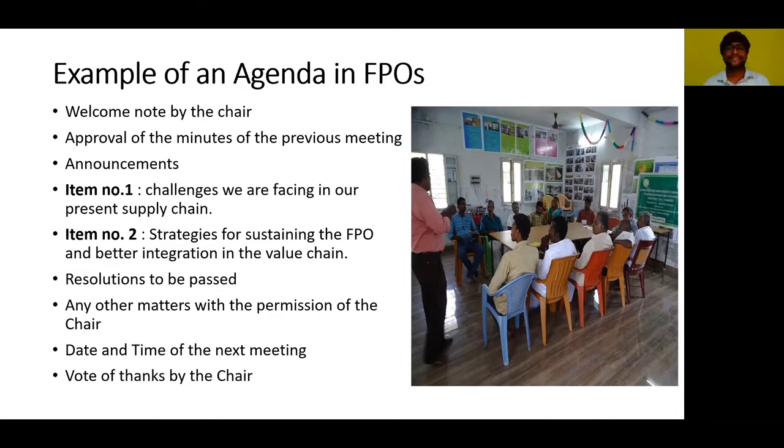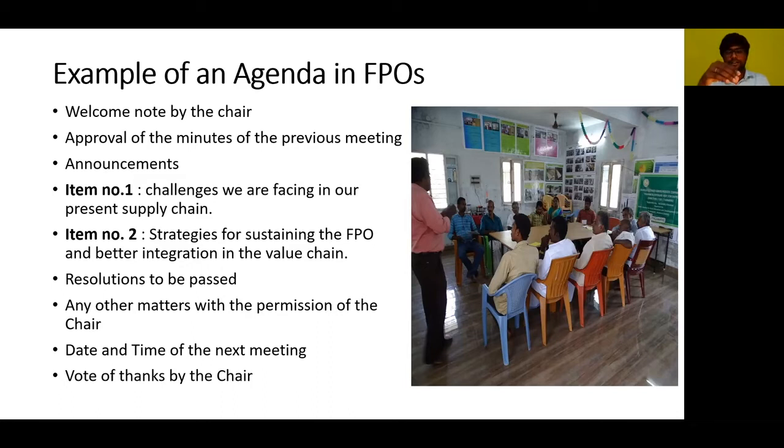Next, the agenda item in the meeting is approval of minutes of the previous meeting. Whatever decisions or discussions took place in the previous meeting, we will be approving those minutes in the present meeting. So that also should be placed in the agenda. Next in the agenda comes the announcements, if there are any announcements which we are going to make.